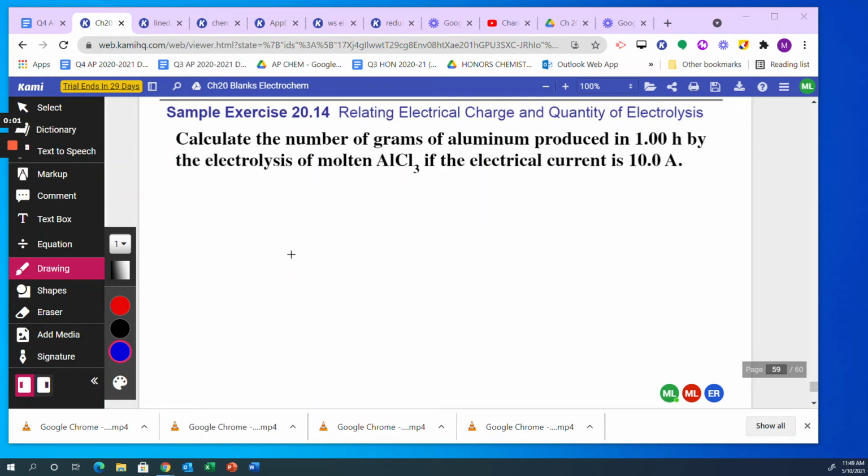Let's do 20.14. Calculate the number of grams. So you have grams, you have aluminum. You know aluminum is going to become aluminum plus 3. You also know you're going to need 3 electrons for every 1 mole of aluminum to make it plus 3, produced in 1 hour by electrolysis of molten AlCl3.